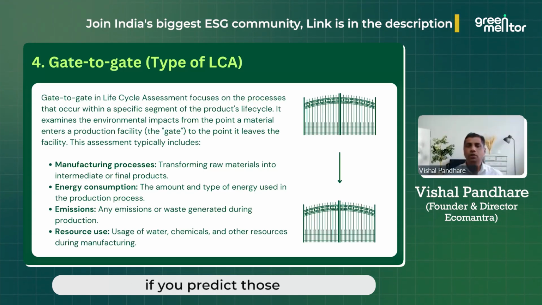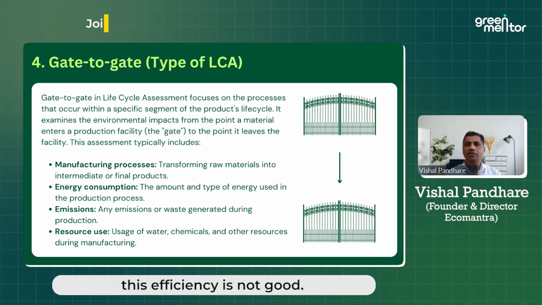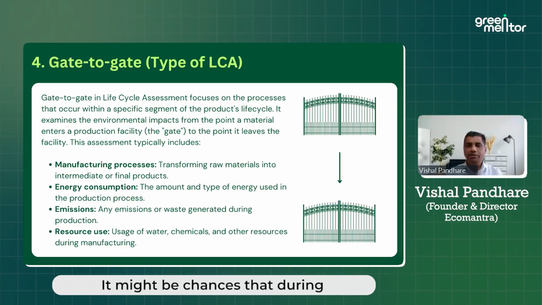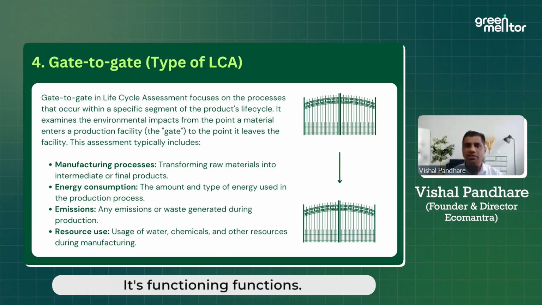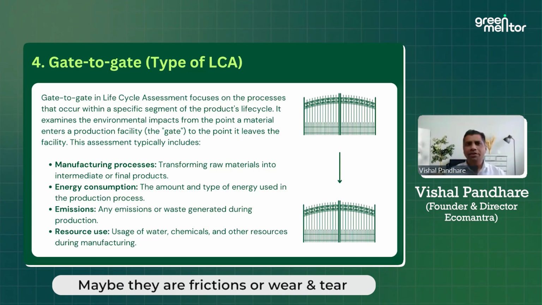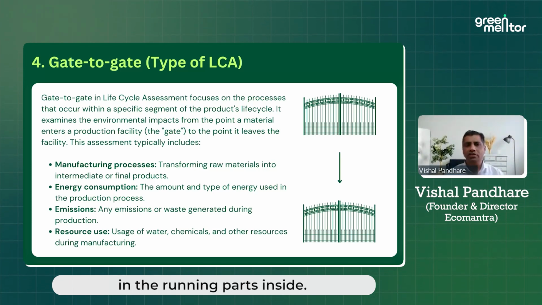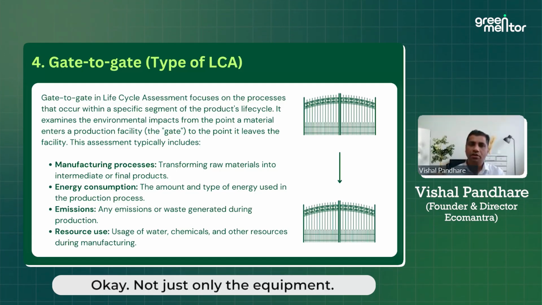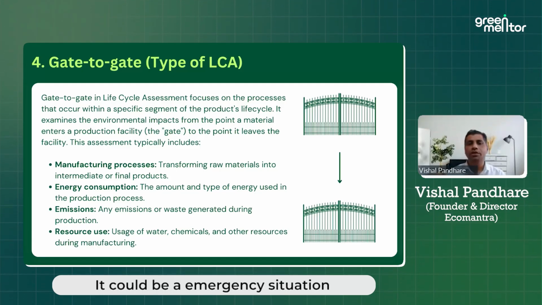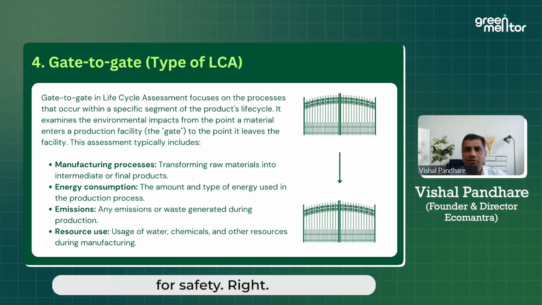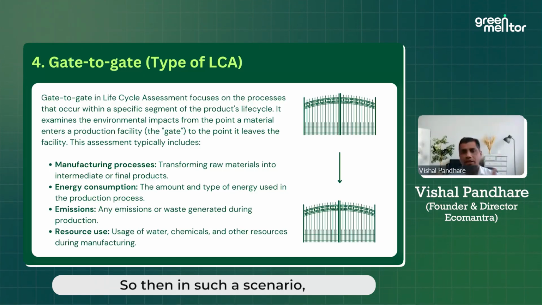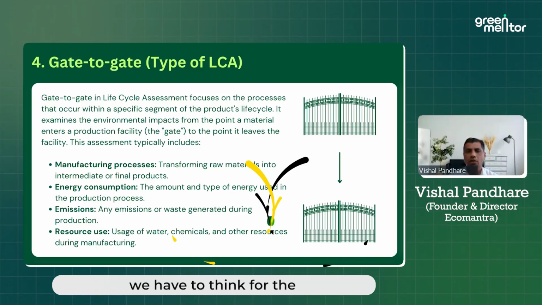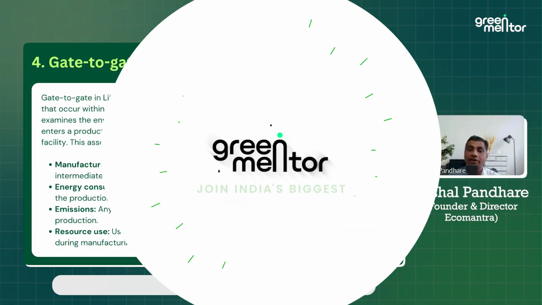If you predict those at an earlier stage, that okay, this efficiency is not good, there might be chances that during its functions there are frictions or wear and tear in the running parts inside. Maybe bearings are not working well, so those are going into bigger damage, higher damage. Okay, not just the equipment, it could be an emergency situation for safety, right? So in such a scenario, we have to think about gate to gate if we want to identify the hotspots.